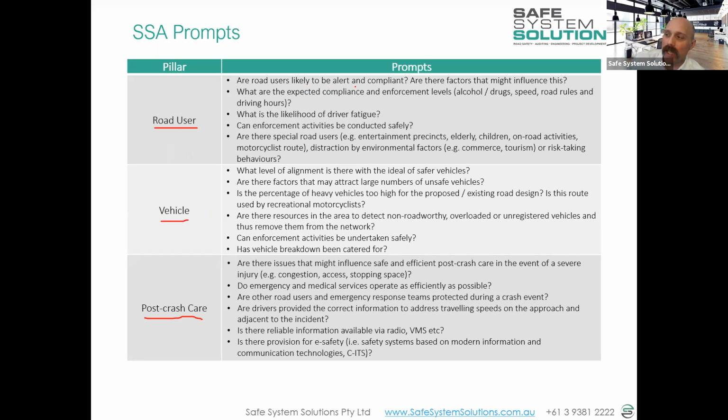So are road users likely to be alert and compliant, and are there factors that might influence this? What are the expected compliance and enforcement levels? Alcohol, drugs, speed, road rules, driving hours. What is the likelihood of driver fatigue? Can enforcement activities be conducted safely? Are there special road users: entertainment precinct, elderly, children, on-road activities, motorcycle route, distraction by environmental factors, big billboards or tourism style things, and what's the risk-taking behaviour?